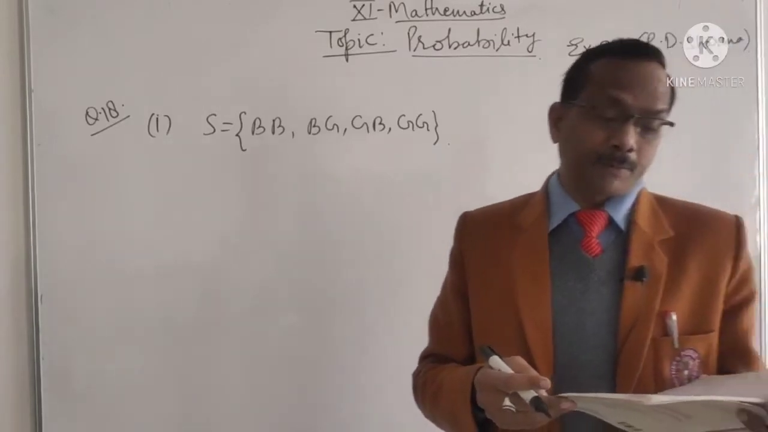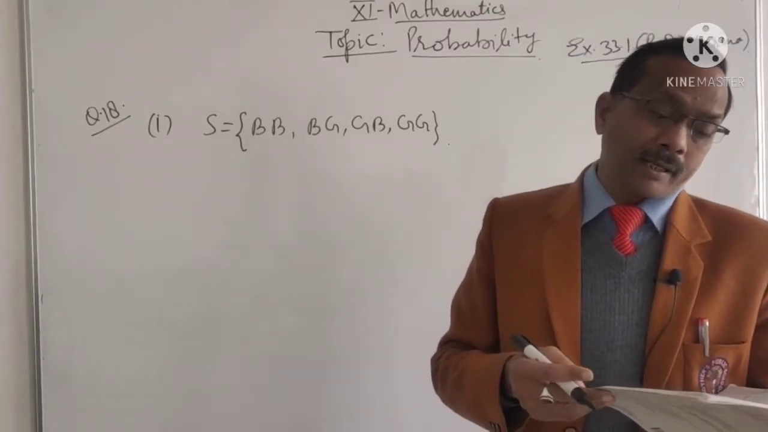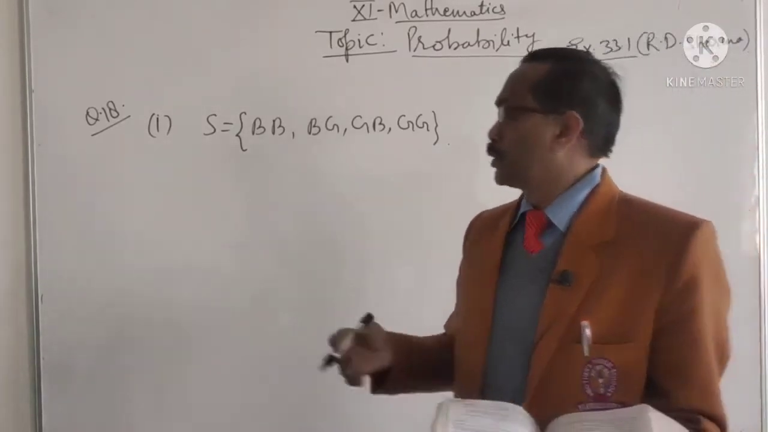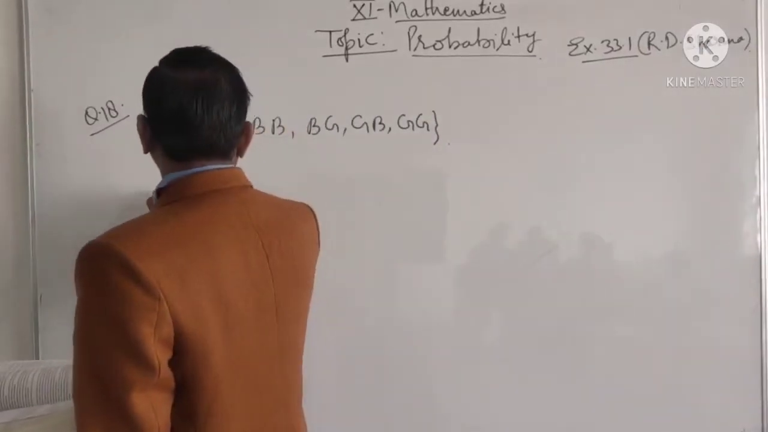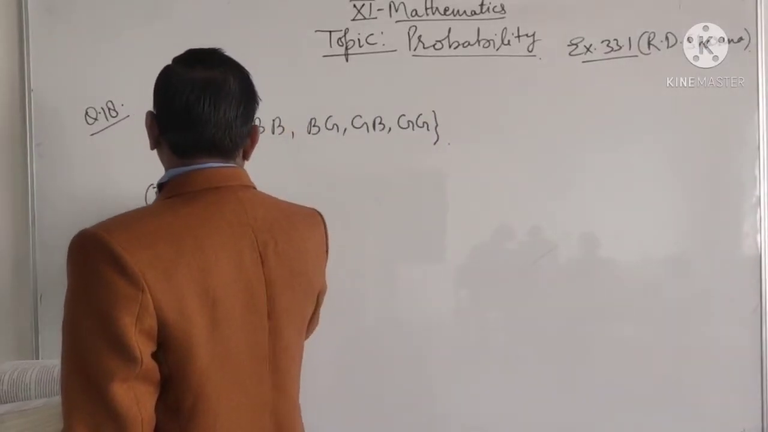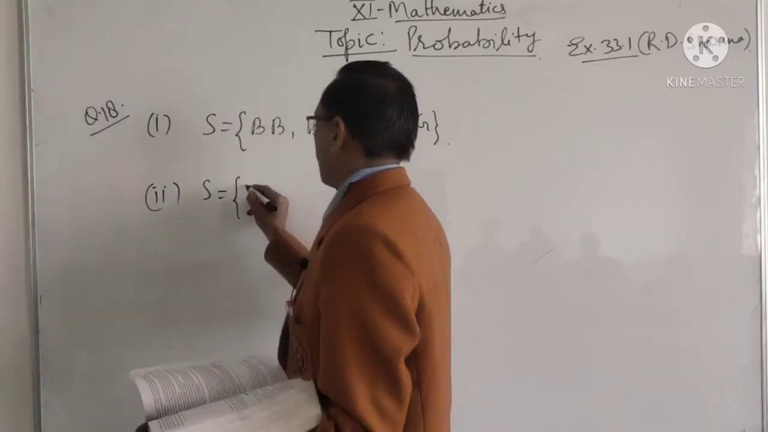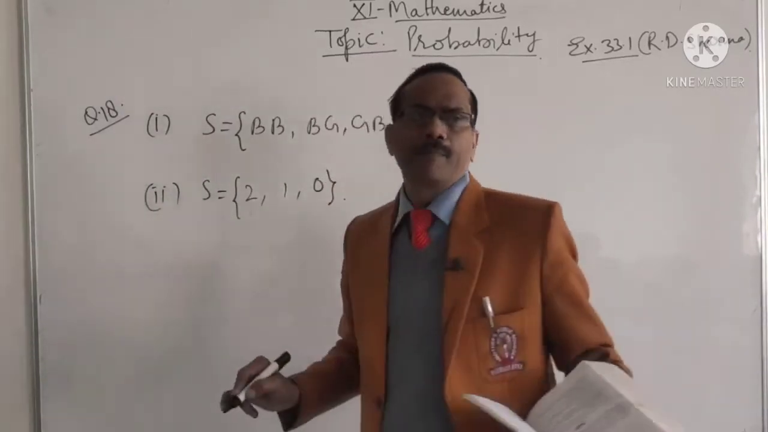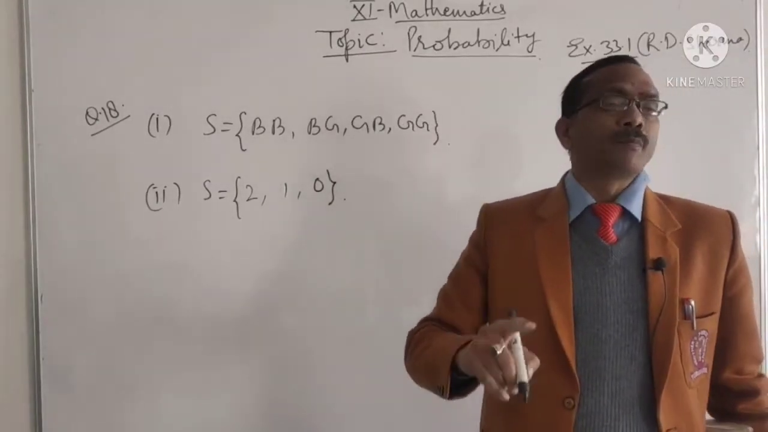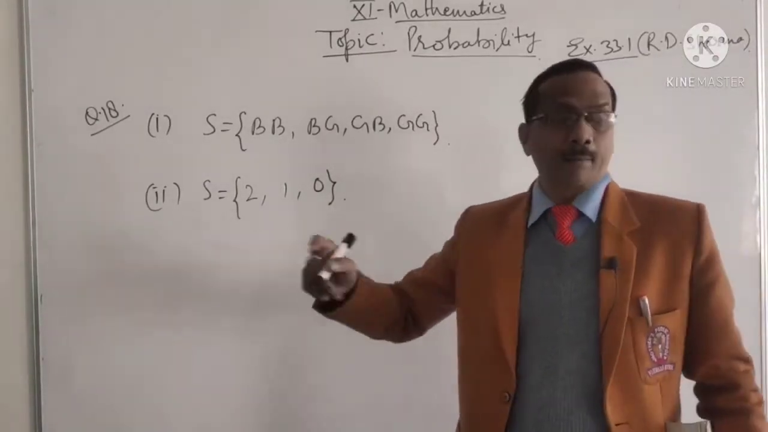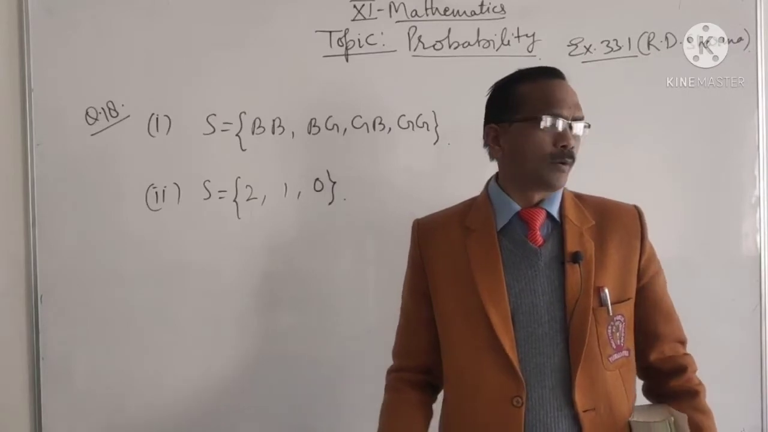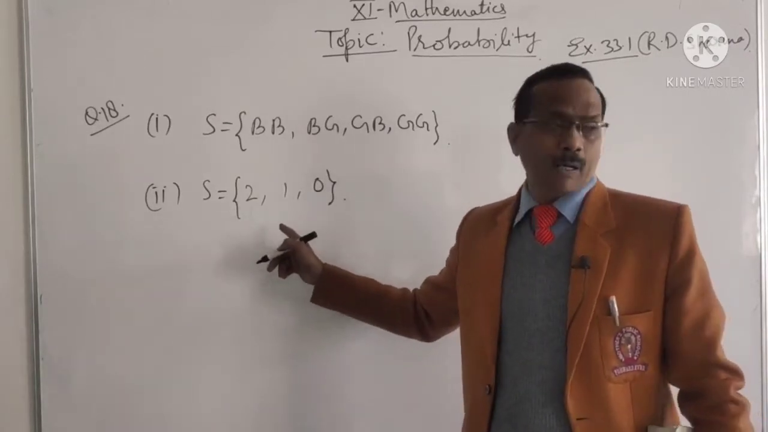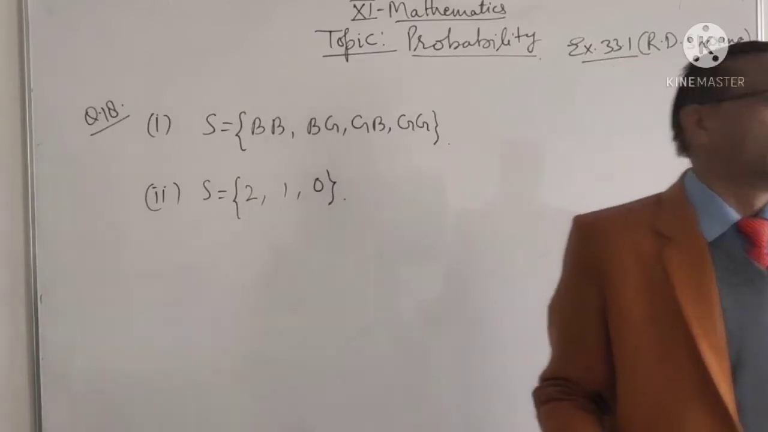What is the sample space if we are interested in the number of boys in a family? So second case, number of boys. Suppose there are 2 boys, 1 boy and no boy. This is the sample space in which we are finding the number of boys in the family. Okay, so 2 boys, then 1 boy and no boy. 0 means no boy.